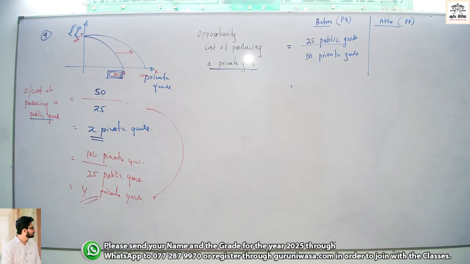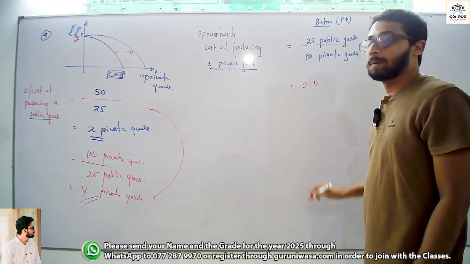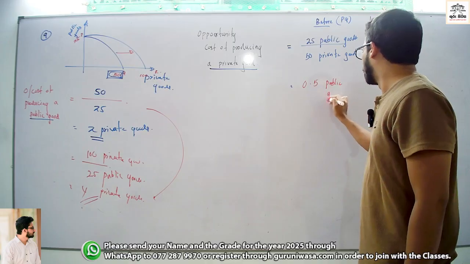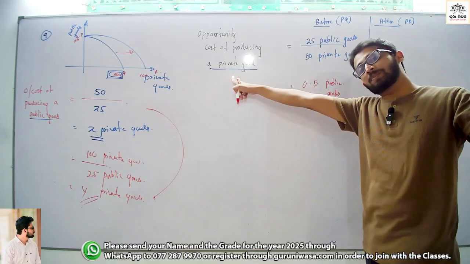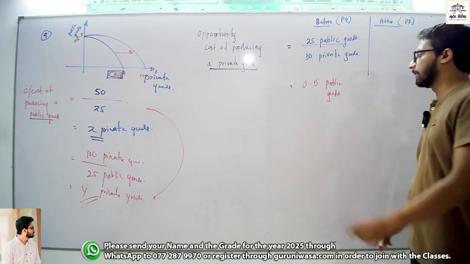Vipna, how much is the value? 0.5. Very good. 0.5 what? 0.5 units of what? Public goods. Remember, the opportunity cost of producing private goods needs to be expressed in terms of the good sacrificed, given up.